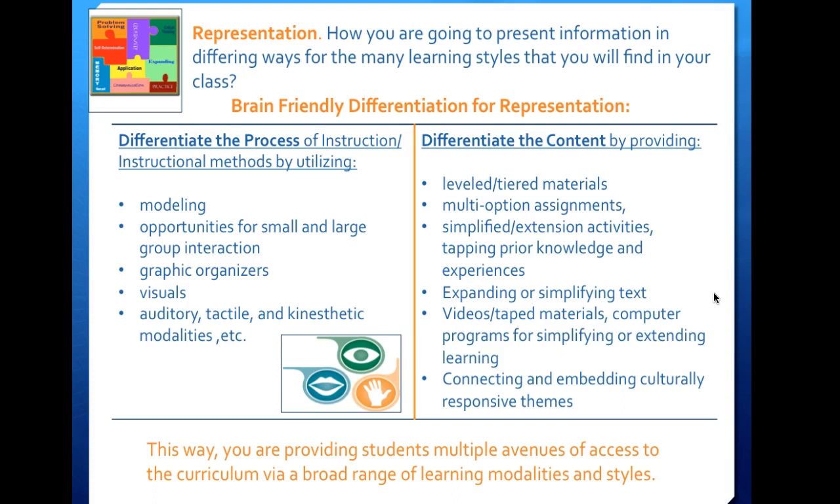So you want to differentiate the process of instruction. You want to model, and provide opportunities for small and large group interaction. You want to provide graphic organizers, visuals of other sorts, and auditory, tactile, and kinesthetic modalities in the process of instruction. You want to differentiate the content by providing different levels of materials. Those of you that use leveled readers understand that's exactly what this is based on. Can they read the same content, but with the readability levels at an area where it's either instructional or easy for them to read, if you just want them to get the content?